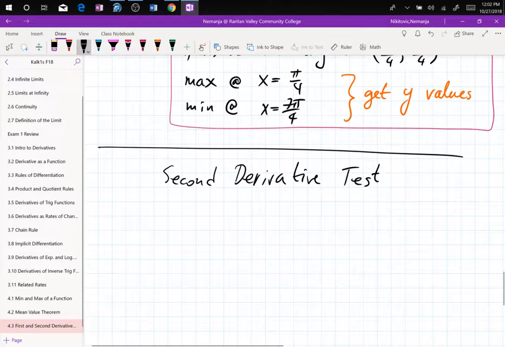it has a minimum. Negative x squared is concave down. It has a max, right? So concave up has a min, concave down has a max. That should be common sense just when you look at them. Concave up has a minimum, concave down has a maximum. So you get min max again for free.